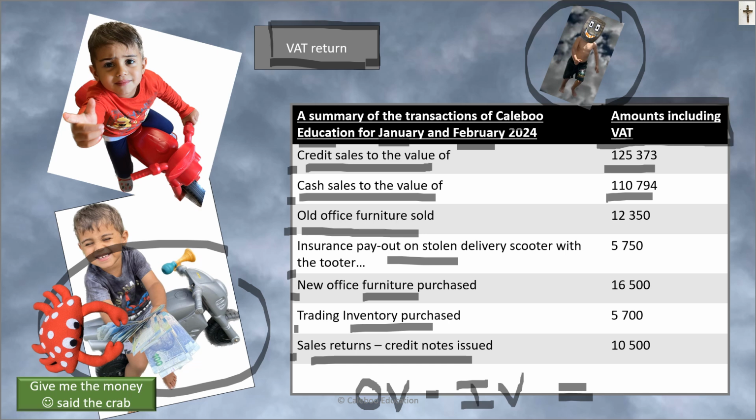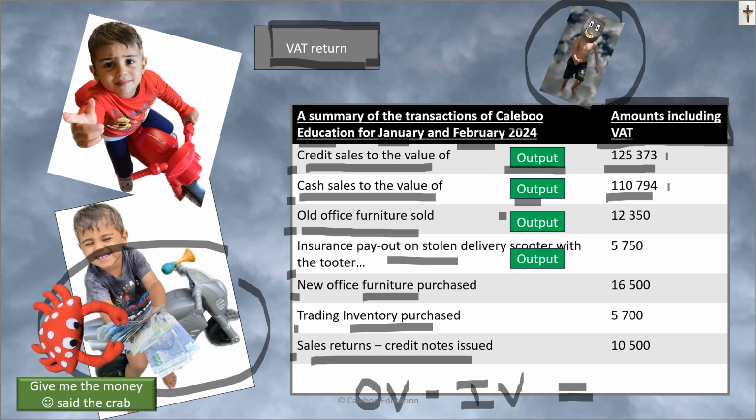Credit sales, remember we add VAT to the selling price before we sell to our clients, our customers. We add 15%. So there is an amount included in there, which is output VAT. Cash sales, the same thing. There is output VAT in the cash sales. The selling price of the office furniture, there is output VAT. Insurance payout, there's output VAT.